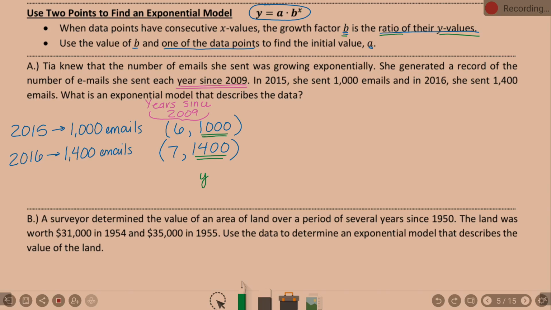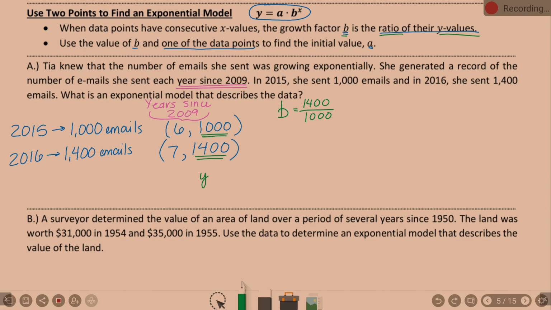When we do our B, I'm using 1,400 divided by 1,000, because on top is going to be the one paired with the larger X, divided by the one paired with the smaller X. Did I finally get it? Make a little sense? Sorry, I'm tongue-tied today. Now, with B, it's 1,400 over 1,000.